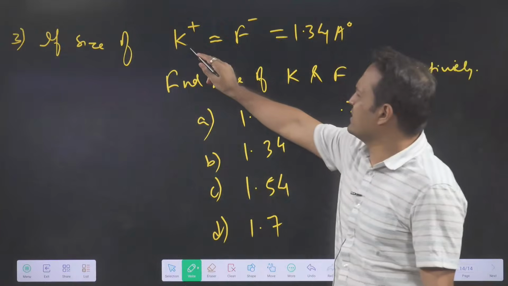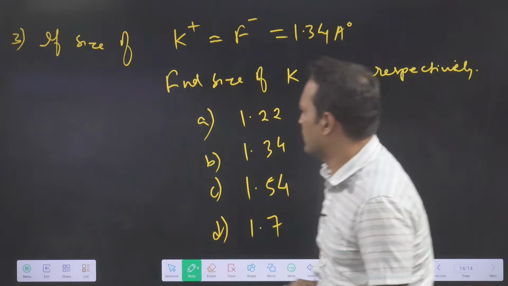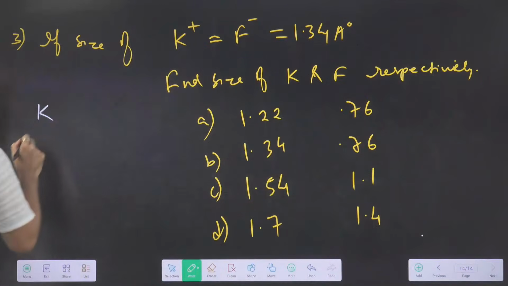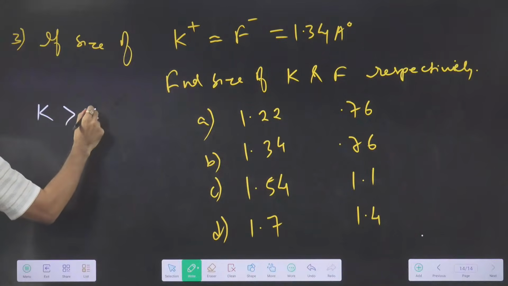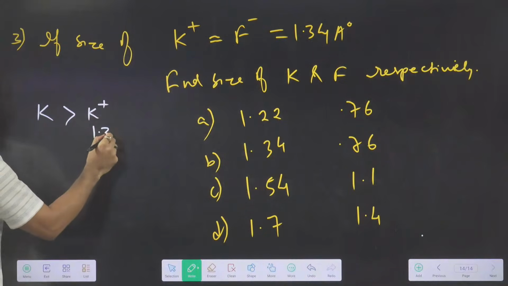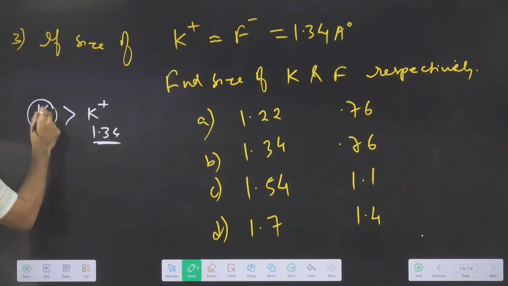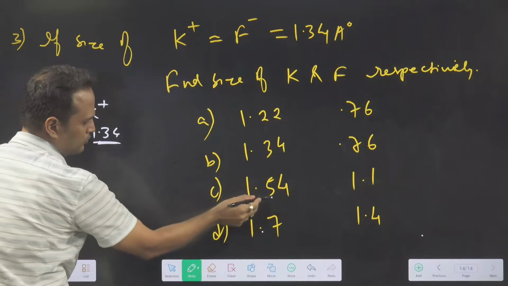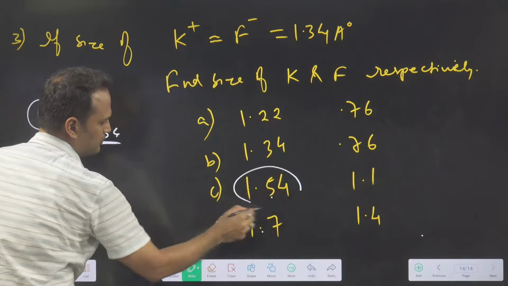Which option? So how to do this question? You should think like this, K plus and F minus size 1.34. We have to find for K. So you think like this, K is bigger than K plus or not? Yes. And K plus size 1.34. That means K value should be more than 1.34, which is having option. These two. Two options are there.